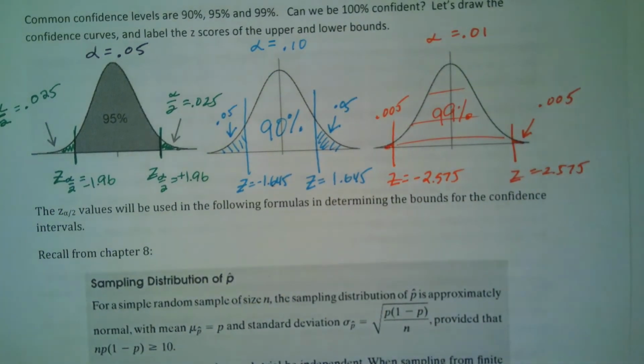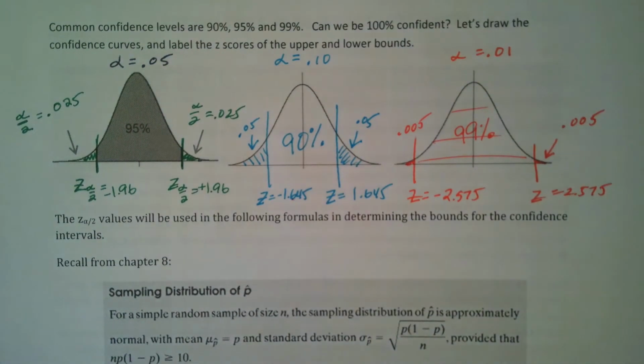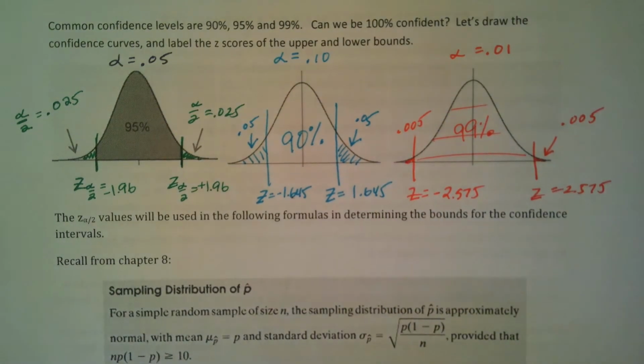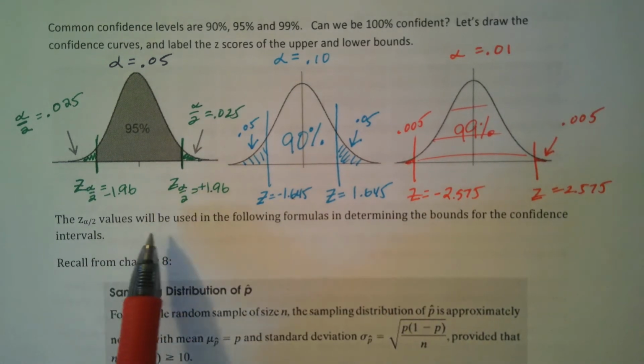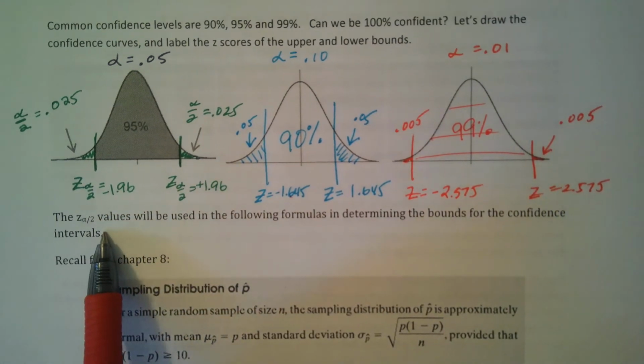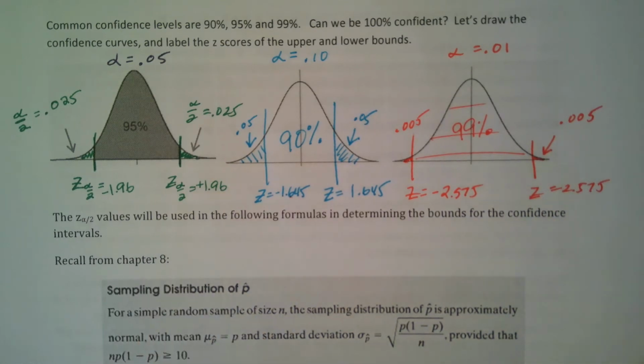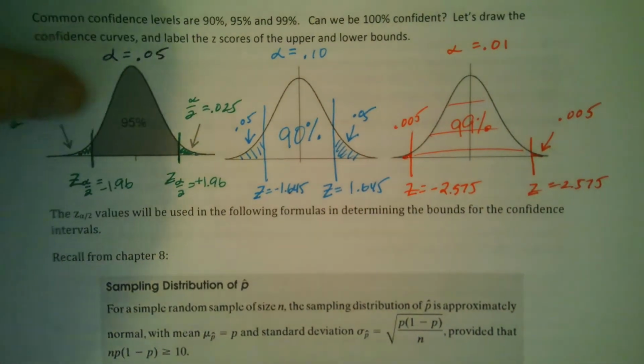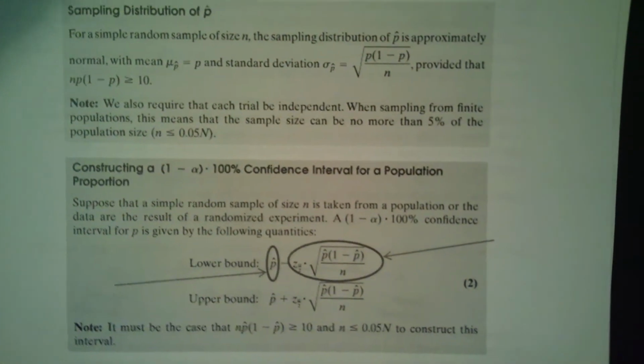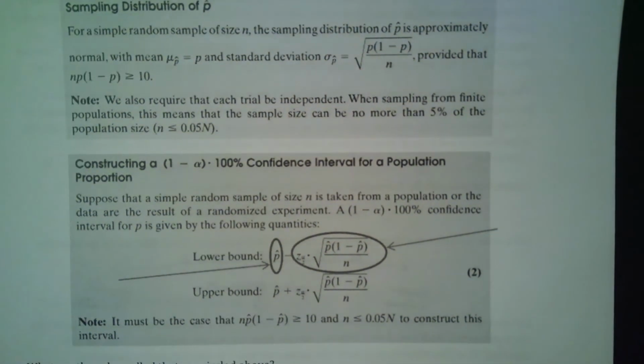So these are going to be the three most common that you're going to encounter. In the table, they also do a 98% confident. Clearly, you could have done one of those as well. But those are going to give us our lower and our upper bounds. Now these z values, which are z of alpha over 2, are going to be used in the following formulas down here. These are the formulas in calculating what those upper bounds are going to be.